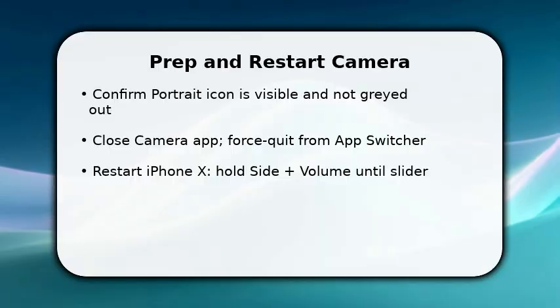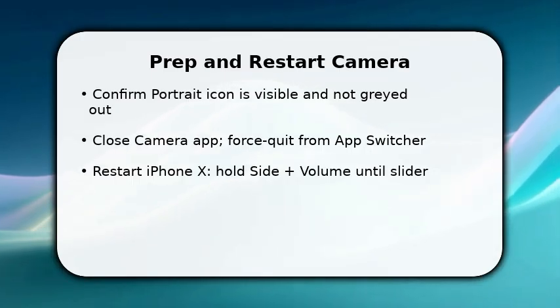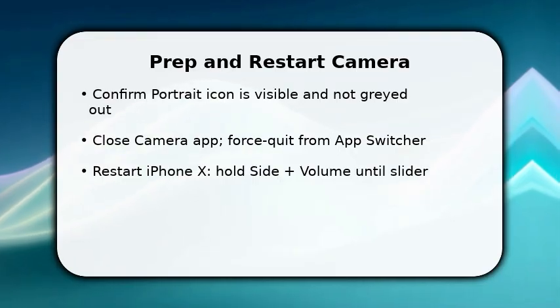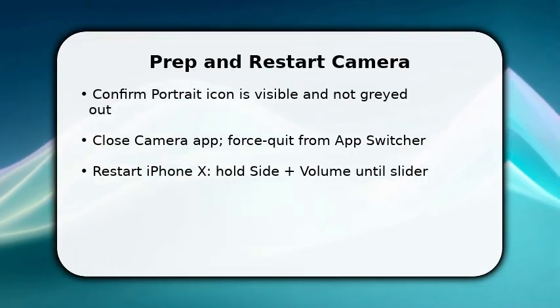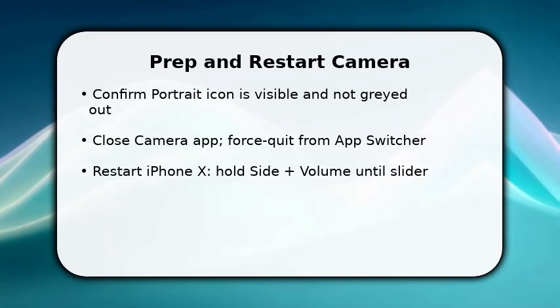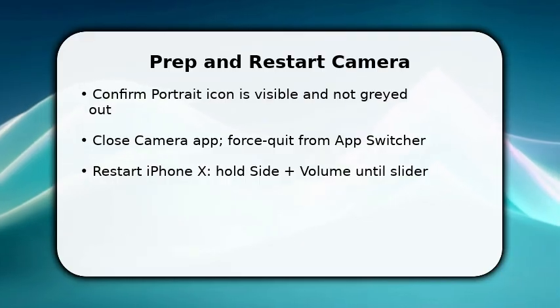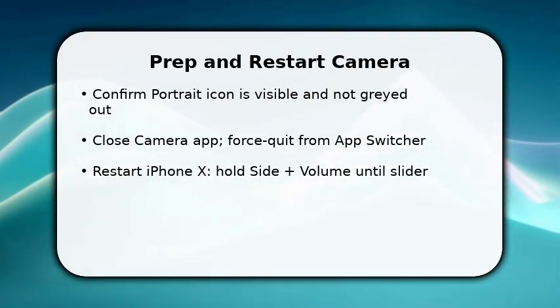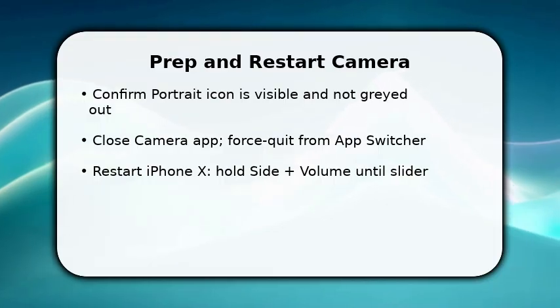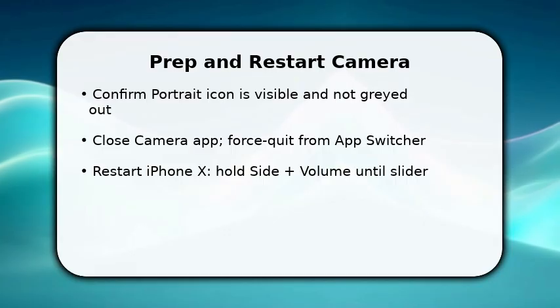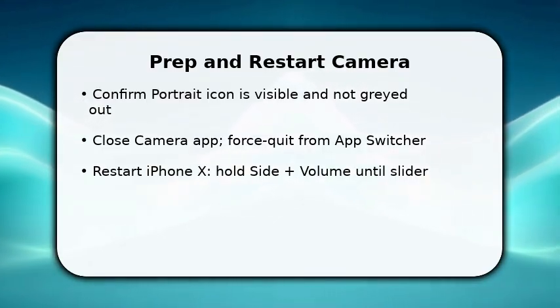Enjoy the video. You'll start by ensuring the basics are ready. Check that Portrait Mode's icon is present, then close the camera app completely to clear any temporary glitches. Once done, restart your iPhone X using the side and volume button hold until the power slider appears, then power off and back on. This clears minor software hiccups and reloads camera services. Make sure to reopen camera and attempt portrait again. If the icon remains grayed out, don't panic, we'll move to deeper settings next.